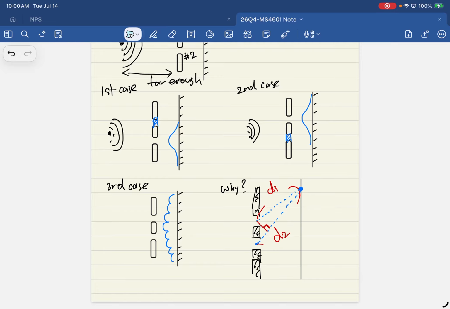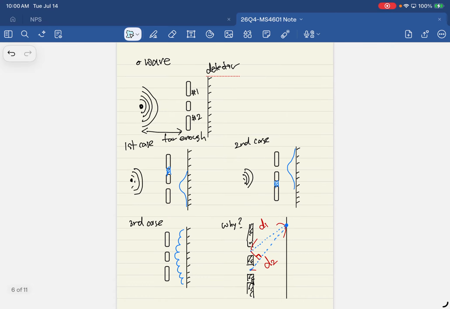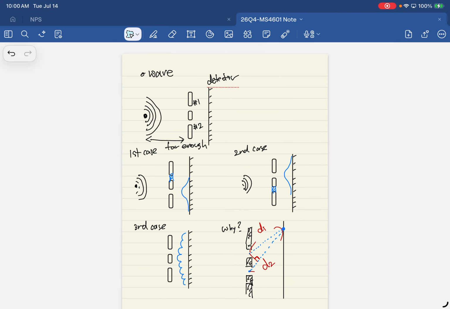Okay, let's get started. Let's continue from yesterday's discussion. We are looking at a wave here. The wave is propagating from the source, and then we have a double slit, two holes on the wall, and we are detecting how the wave arrives at the detector set.